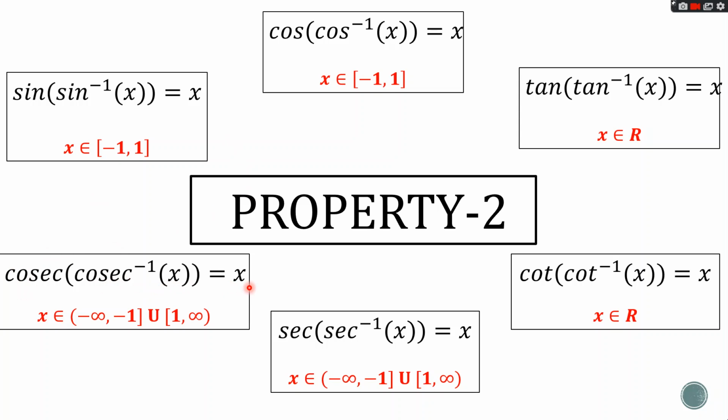Cosec of cosec inverse x is x, provided x is either less than or equal to minus 1 or greater than or equal to 1. Similarly, sec of sec inverse x is equal to x when x is either less than or equal to minus 1 or greater than or equal to 1. And cot of cot inverse x is equal to x for x belongs to R.